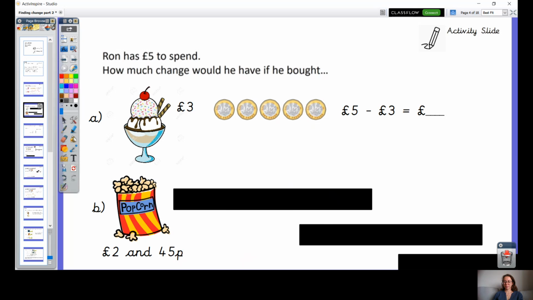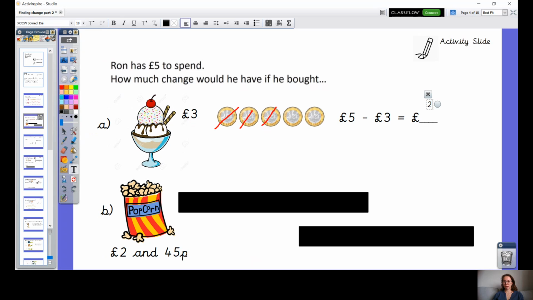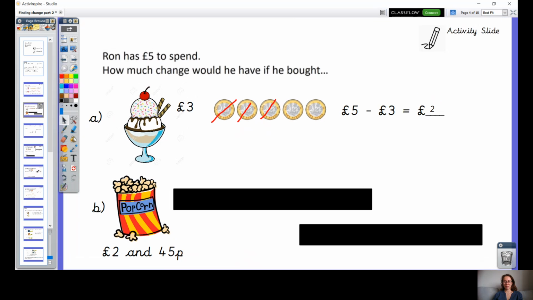Well done. Okay, so let's have a look at A. We've drawn out the £5 coins. He's spent 3 of them, and he's got 2 left, hasn't he? So Ron would have £2 change. Tickety if you got that correct, well done.